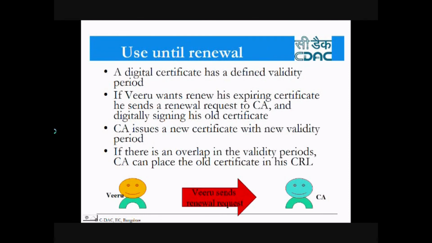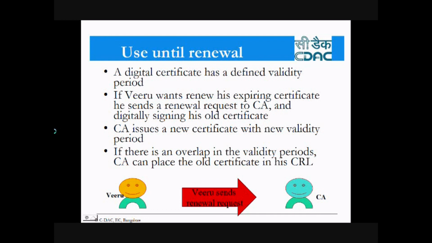So, using it until renewal. A digital certificate issued to a user has a defined validity period, typically 2 years. So if Viru wants to renew his expiring certificate, he must send a renewal request to his certifying authority and digitally sign his old certificate. The certifying authority will issue a new certificate with a new validity period. If there is an overlap in the validity period, the CA can place the old certificate in the certificate revocation list. So this is how the process happens.